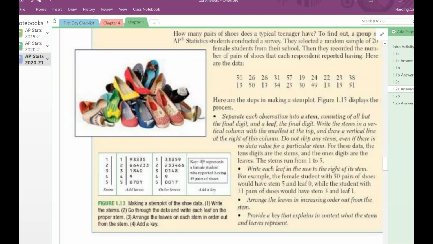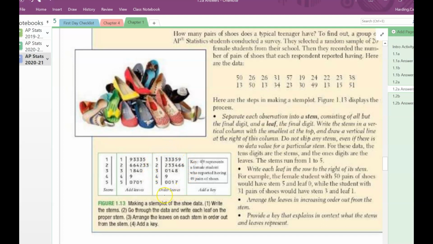So in this case, everything is a 2-digit number. So what I'm going to do is make a stem for the tens place. 1, 2, 3, 4, 5. 10s, 20s, 30s, 40s, and 50s. And then I'm going to go through the data and place the ones place digit next to the correct stem. So this would be 50, 26 would be here, and so on. And then I would make sure that the leaves are in ascending order.